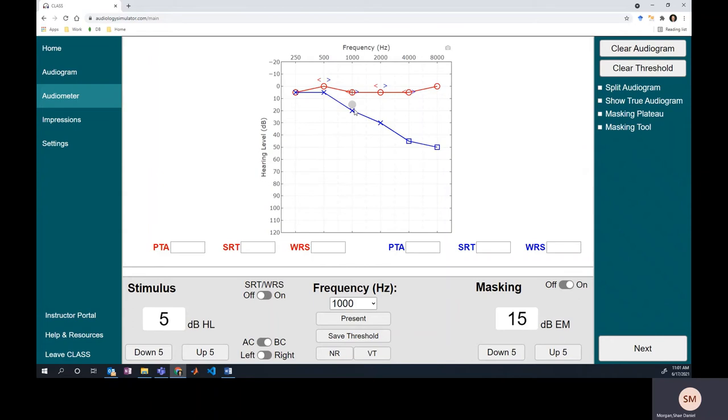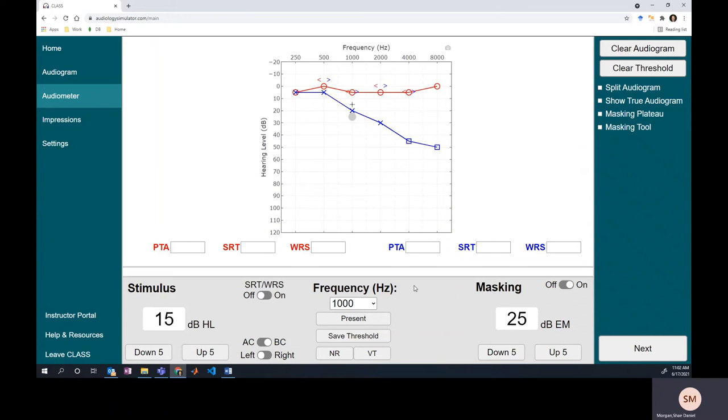So we need to account for this in our initial masking level calculation. There are lots of recommended amounts to add to account for the occlusion effect. And for this video, we're assuming that there's a 10 dB occlusion effect at 1000 Hz. So we'll raise our masker level an extra 10 dB to make sure we're covering up the boosted signal in the non-test ear. We present and we get no response. So we know now that the unmasked bone conduction response we got actually came from the right ear. We raise the level of the stimulus until we get a response again.